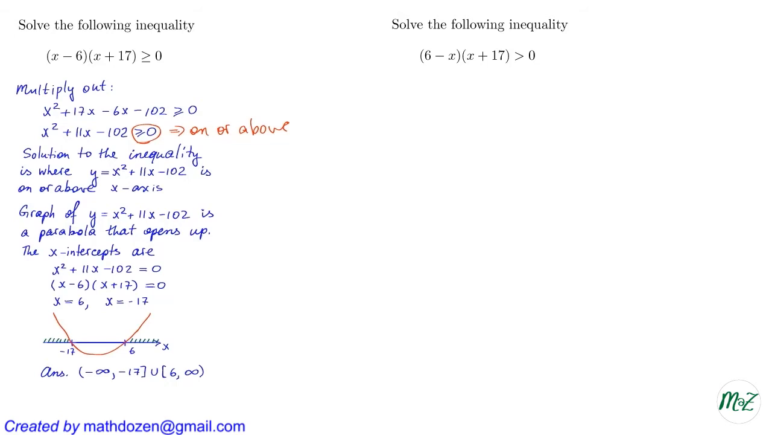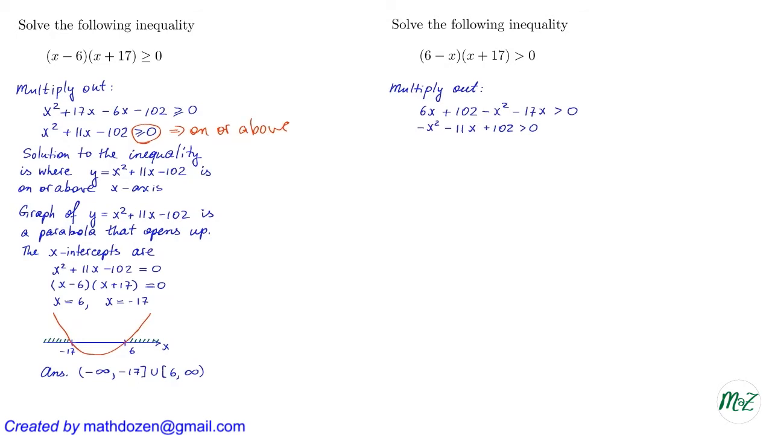In a similar way, we can work on the inequality on the right. So we have those two parentheses multiplied together being greater than 0. So if we multiply those two out, you just directly FOIL it. You get 6x plus 102 minus x squared minus 17x being greater than 0. And if you combine like terms, the left-hand side simplifies to negative x squared minus 11x plus 102.